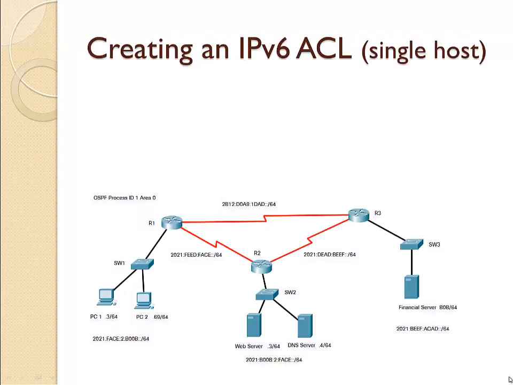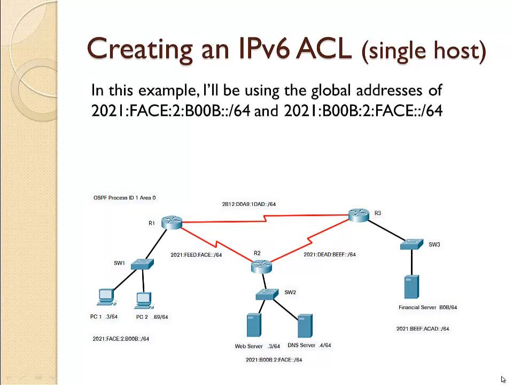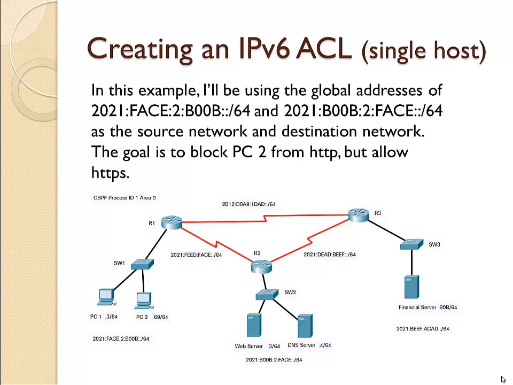Creating an IPv6 ACL for a single host. In this example, I'll be using the global addresses of 2021:FACE:2:B00B::/64 and 2021:B00B:2:FACE::/64 as the source network and the destination network.